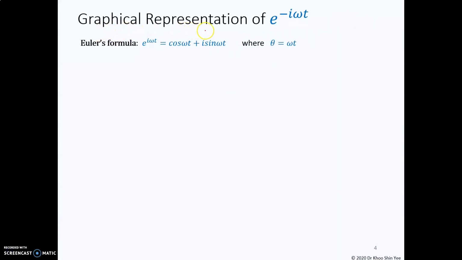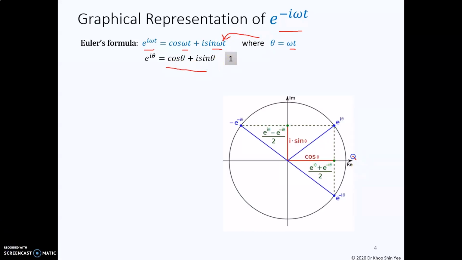Let's discuss the graphical representation of the exponential negative i omega t. So we know from the Euler formula, the exponential i omega t is equal to cos omega t plus i sin omega t. So in this case, the angle is equal to omega t. So if we substitute into the equation, we can obtain equation 1. Let's have a real and imaginary part here, and then this is our exponential i angle, which in the real part will be cos angle, while in the imaginary part it will be i sin angle. So this represents our first equation.